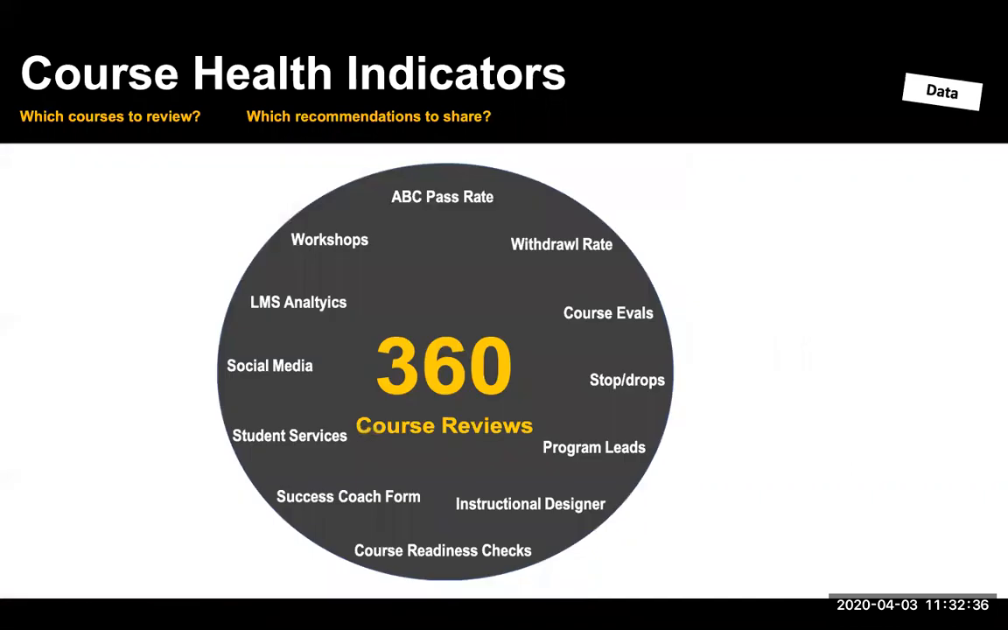But as we continue here, again, at ASU Online, we refer to it as a 360-degree course review, because ideally, each of these different data points gives us insight into the health of a course that may be different. So, for example, we look at the pass rate. If the pass rate is significantly less than average, then the course will be placed on our course review schedule. If the withdrawal rate is higher than average, it will be placed on that.